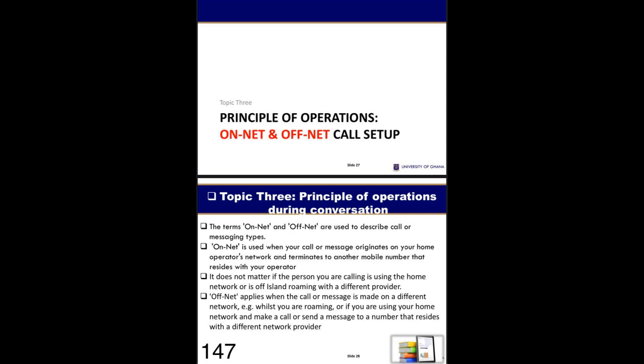It does not matter if the person you are calling is using the home network or is off-island roaming with a different provider. Off-net applies when the call or message is made on a different network, e.g. whilst you are roaming, or if you are using your home network and make a call or send a message to a number that resides with a different network provider.